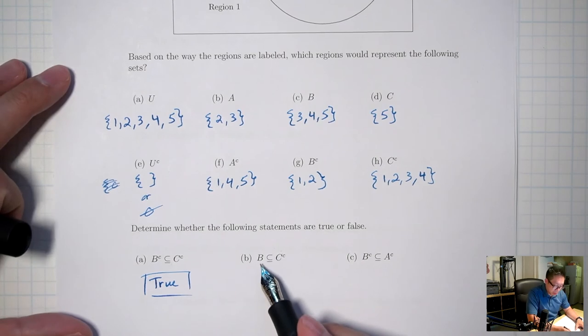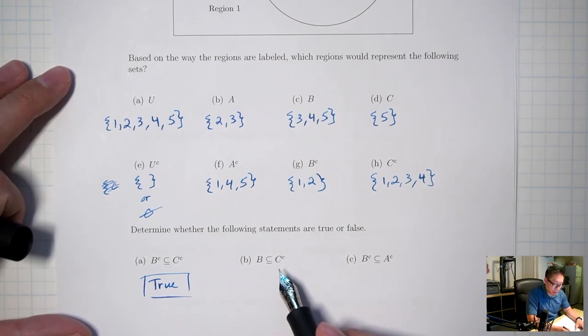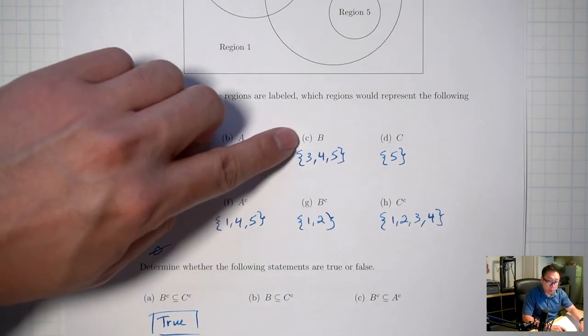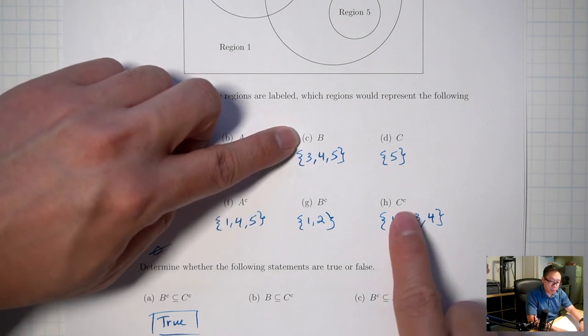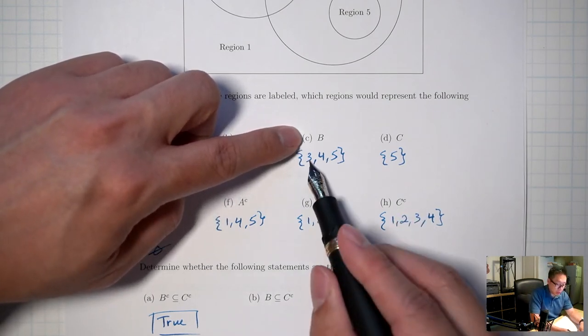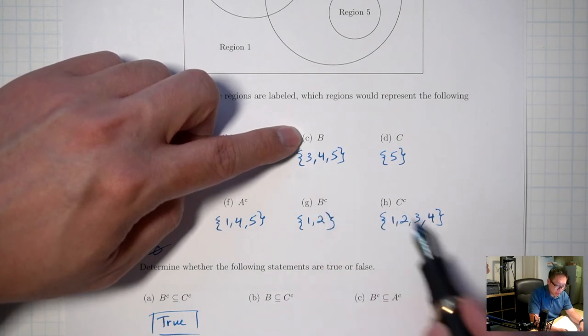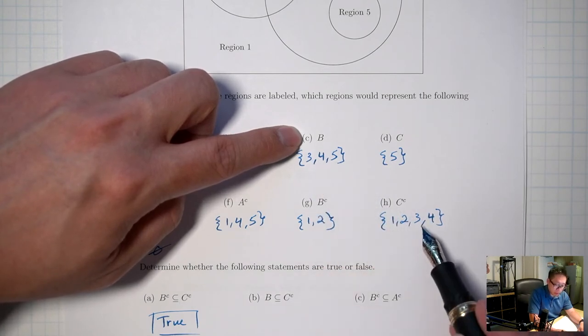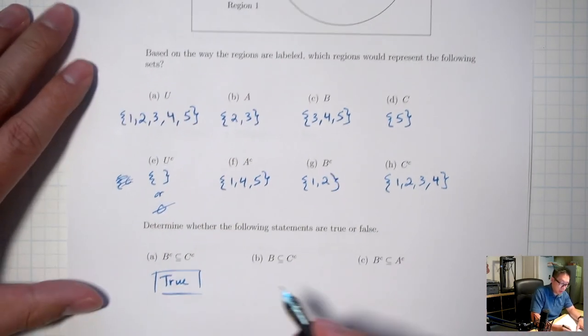Next up, regular B and C complement. So where's regular B? Regular B is here. C complement is here. So start with the set on the left, which is B, and then go through and check. Is 3 in C complement? Yes. Is 4 in C complement? Yes. Is 5 in there? No. This is false.